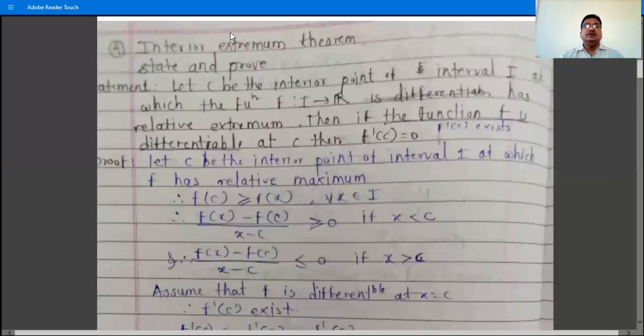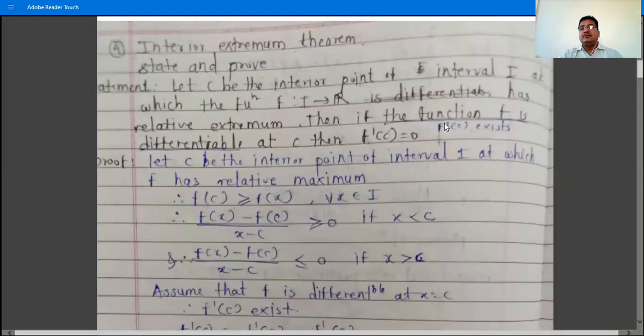Next theorem is the interior extreme theorem. So the question is: state and prove the interior extreme theorem. Statement of this theorem: Let C be an interior point of the interval I at which the function f from I to R, that is a real valued function, has a relative extreme. Then if the function f is differentiable at point C, means f dash C exists.